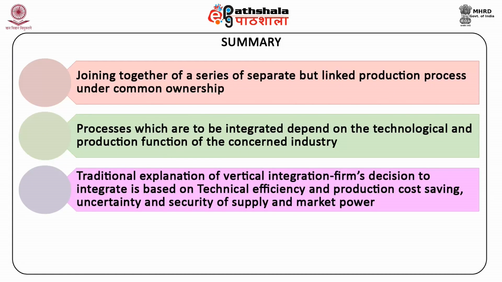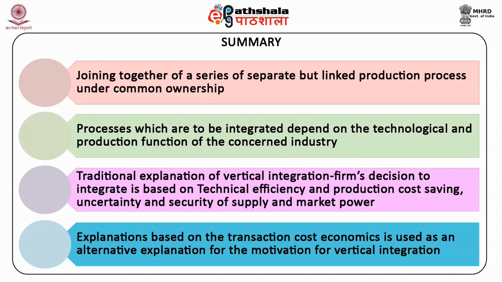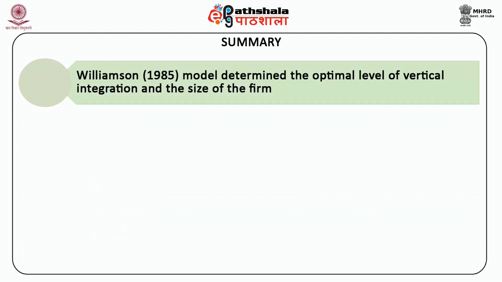The traditional explanation of vertical integration: the firm's decision to integrate is based on technical efficiency and production cost saving, uncertainty, and security of supply and market power. The explanation based on transaction cost economics is used as an alternative explanation for the motivation for vertical integration. The Williamson model determined the optimal level of vertical integration and size of the firm.